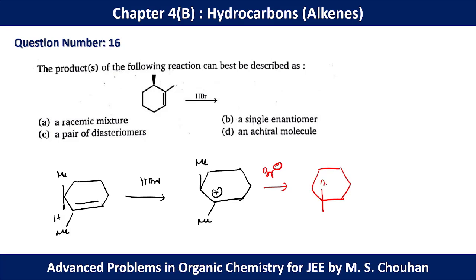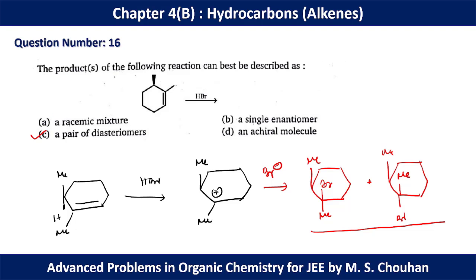One is like this: bromine, methyl, methyl, and another is like this: methyl, bromine, methyl. So these two isomers, there is no mirror image relationship, but linkages are the same. That's why they are diastereomeric to each other.